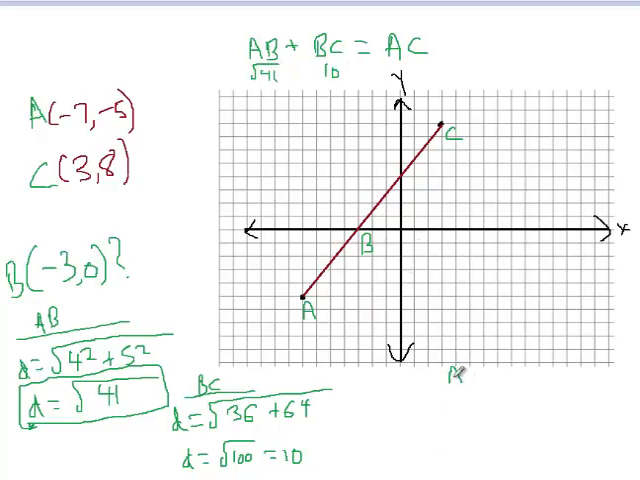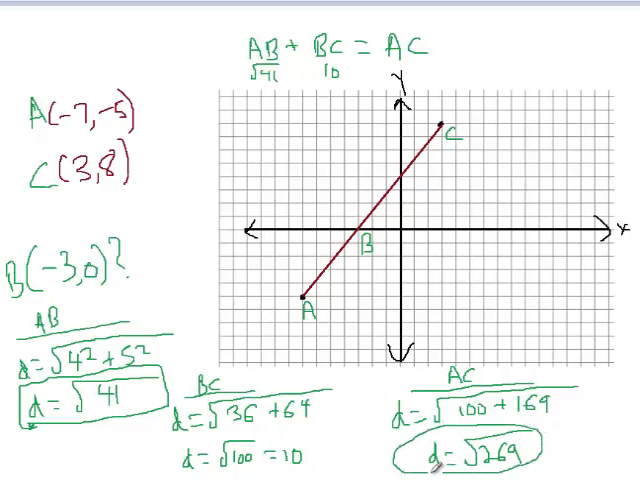Now let's figure out AC to see if it equals the sum. Okay, well, let's figure this out. Between A and C, distance again, square root of change in x squared plus change in y squared. 3 minus -7 is +7, so that's 10 squared. That's 100. Plus 8 minus -5, that's 8 plus 5, 13. So 13 squared is 169. So d equals the square root of 269.